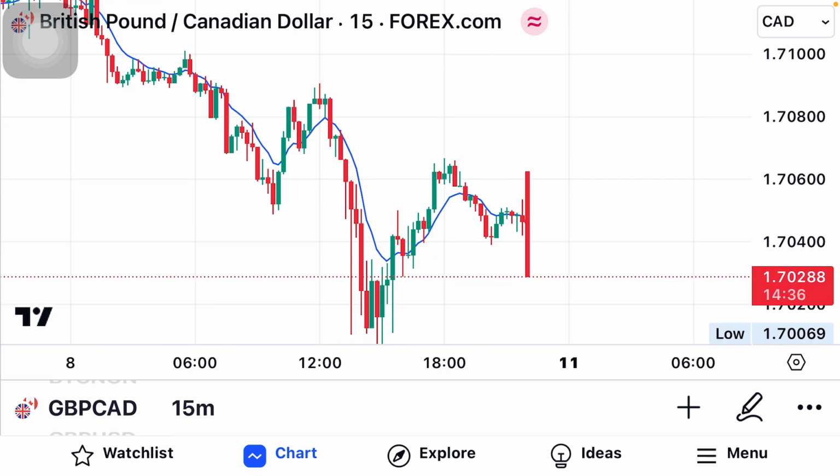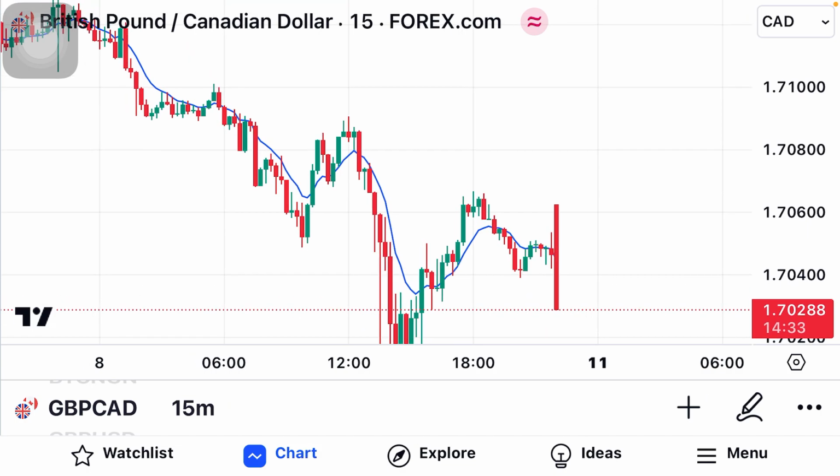The market just opened now. You can see the long bullish, bearish candle. The market just opened now.